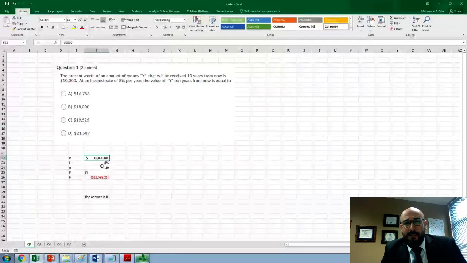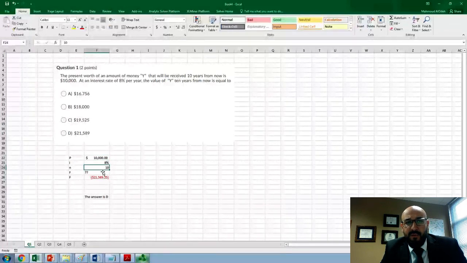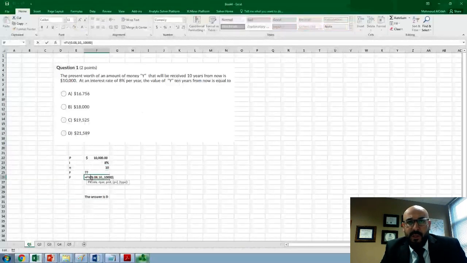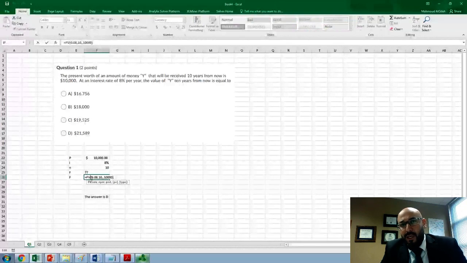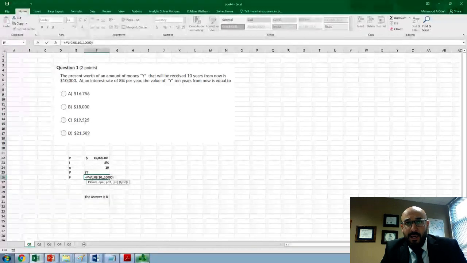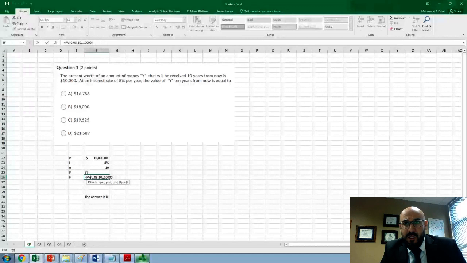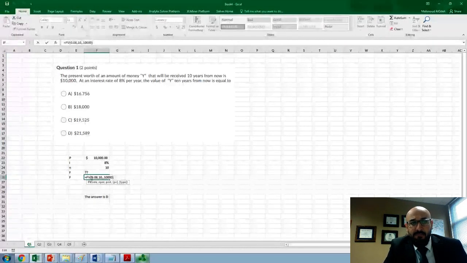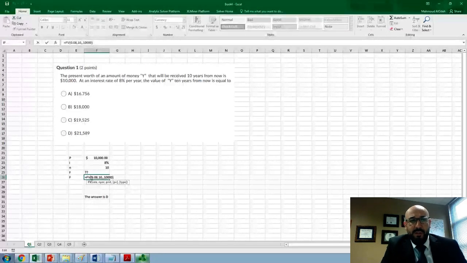So now we consider P as $10,000. Interest rate is 8%. And the number of years is 10 years because we need to find what the money is equivalent to in 10 years as stated in the question. In the textbook there are 3 ways for calculating the present value or the future value. One is using the equations. Second is using the interest rate table. The third is using Excel. So my main goal here is to show you how to do it using Excel.